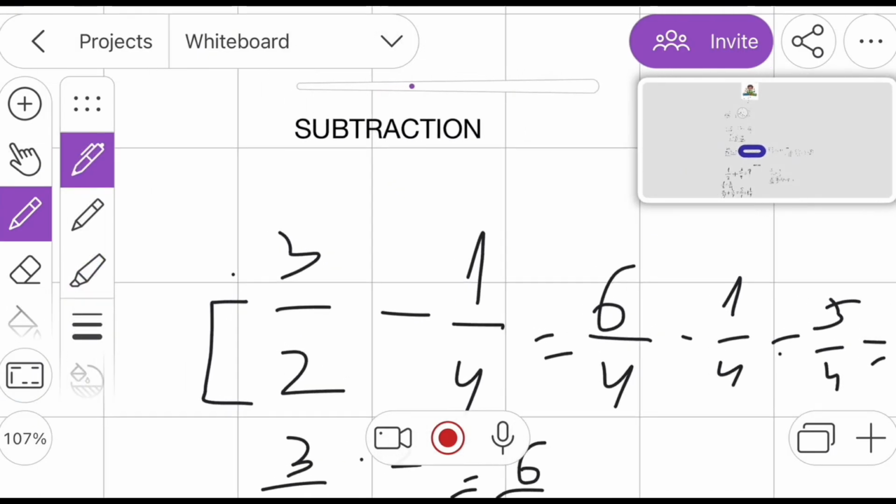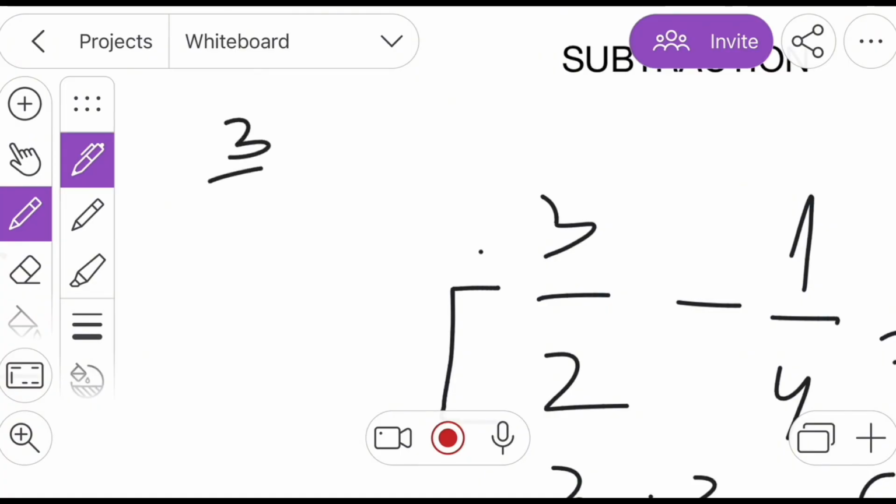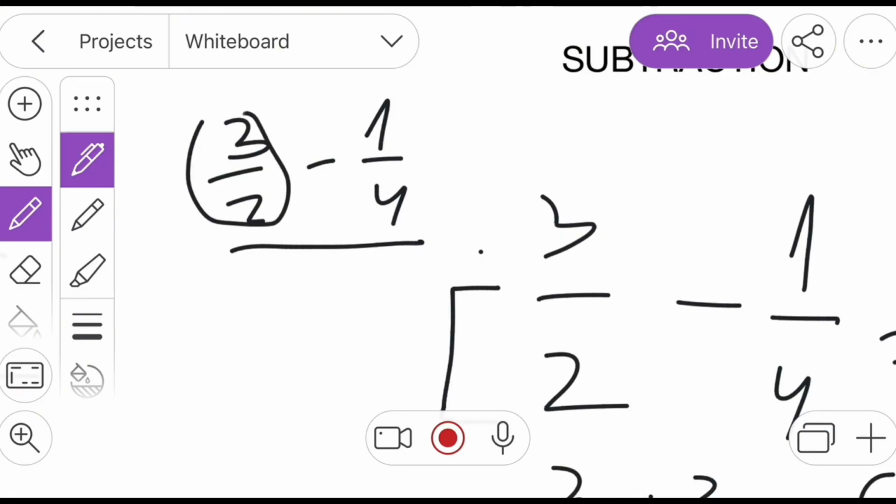Subtraction, for example, if we get this example, 3/2 minus 1/4. How do we solve this exercise? In either addition or subtraction, we should make sure that we have the same denominator. So how do we get a denominator of 4 for this fraction? 2 is twice less than 4, so we should multiply it by 2. And for the fraction to stay the same, we should also multiply the numerator by 2. So we get 6/4 minus 1/4.